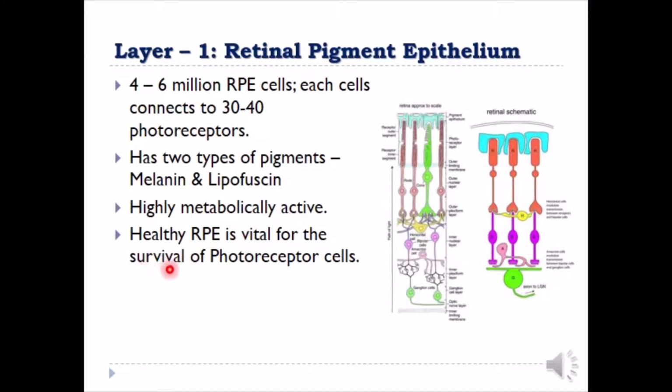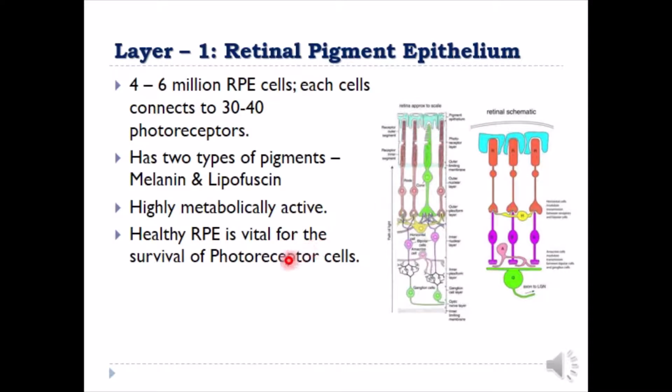Survival is just for the living, right? So if the retinal pigment epithelium is not supplying energy, your photoreceptor cells will die. So it is very important that the retinal pigment epithelium is healthy, so that the photoreceptor cells can receive energy and function.